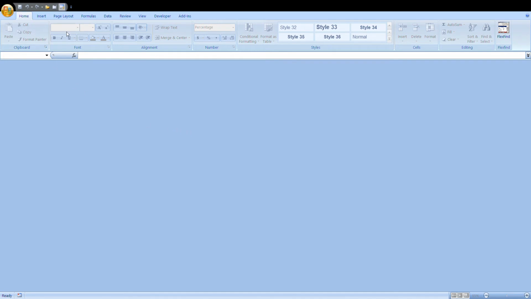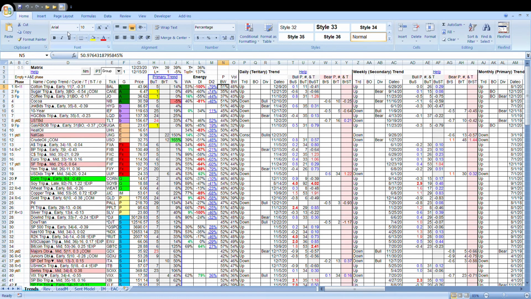Corn's not probably something that everyone trades, but the setup is definitely something to consider. So why don't you open up your matrix or follow along on mine. Corn is located on line 24.